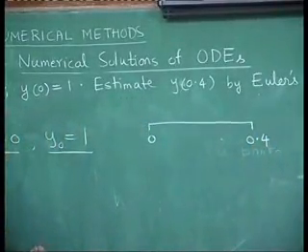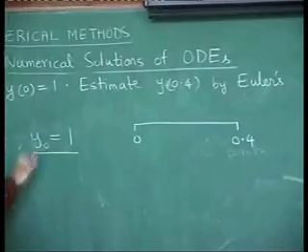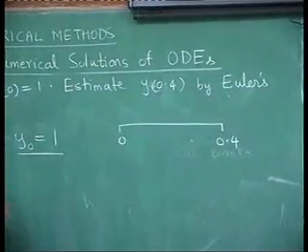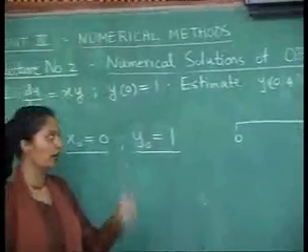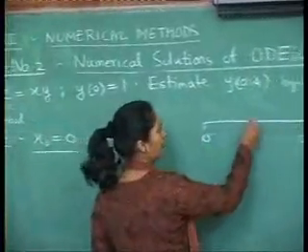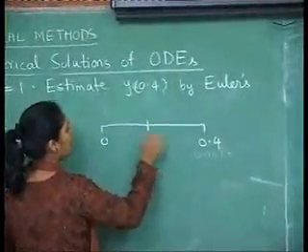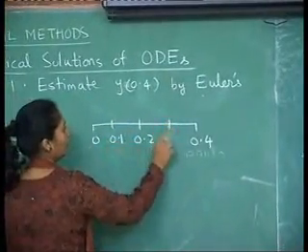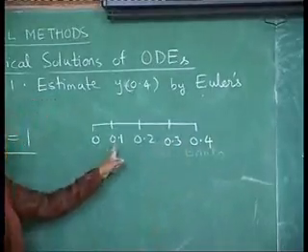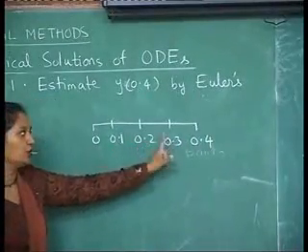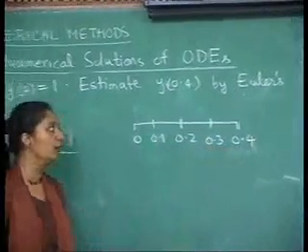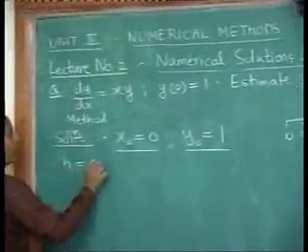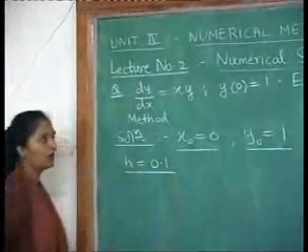Now depending on what kind of accuracy you are looking for, accordingly you can subdivide this interval. For convenience, I will subdivide it into 4 parts. As you can see, if you want to divide it into 4 parts, it will have to be 0 to 0.1, 0.1 to 0.2, 0.2 to 0.3 and then 0.4. So my h, the difference from one point to the next, is 0.1.